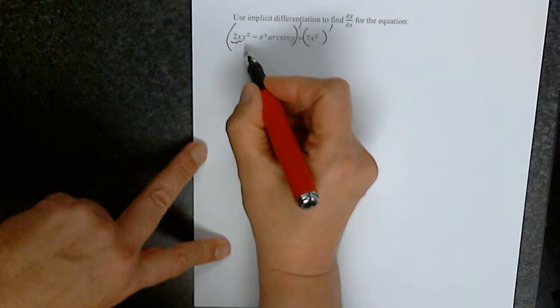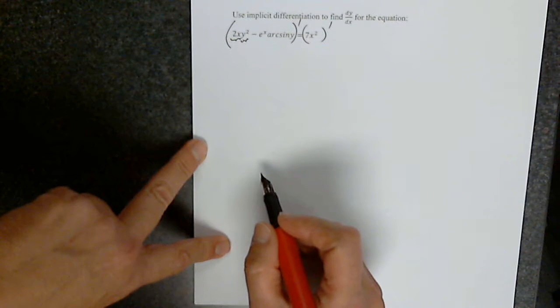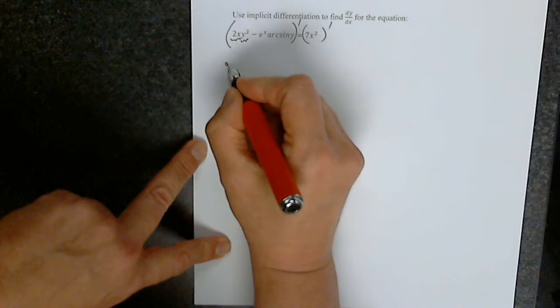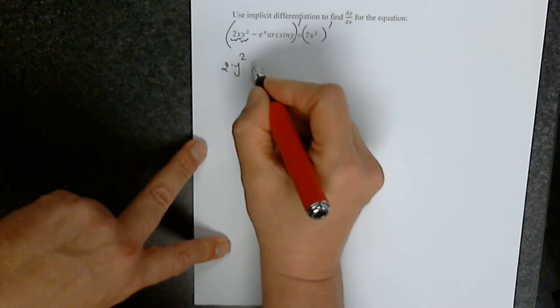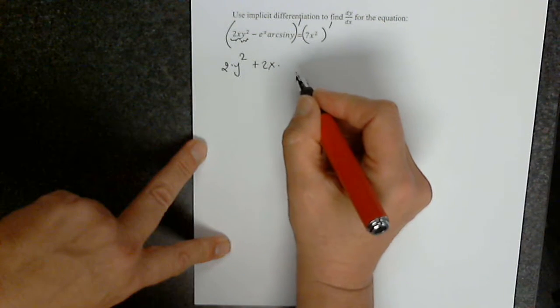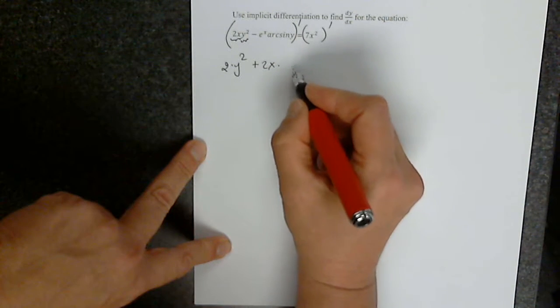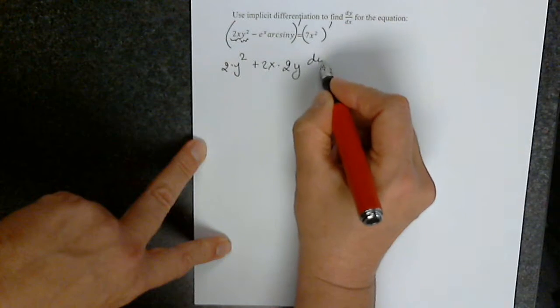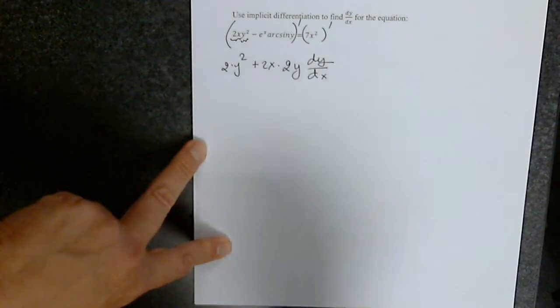So this is function 1 and this is function 2. 2x prime is 2 times y squared plus 2x times y squared prime, which is 2y dy over dx. Do we agree so far?